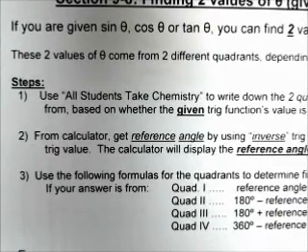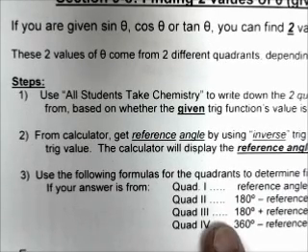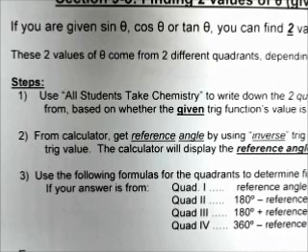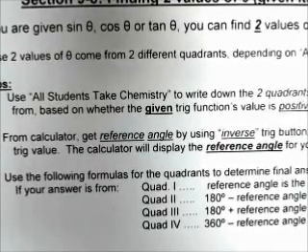If your answer is from quadrant 1, use the reference angle as the answer. If it's from quadrant 2, you take 180 minus the reference angle. Quadrant 3, 180 plus the reference angle. Or if it's in quadrant 4, 360 minus the reference angle. Seems like a lot, but you'll catch on.